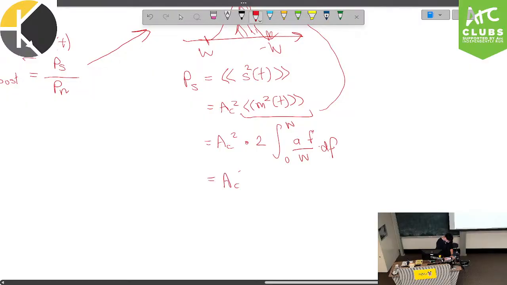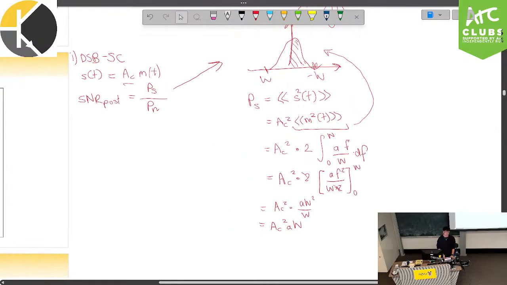So then what we get is 2. This f will become an f squared, and we'll have a factor of 2 on the bottom. And then we substitute in omega and 0. So we get A_C squared times, the 2's cancel out, and we'll have A omega squared on omega, which will give us the final value A_C squared A omega. So that is the power of our signal.